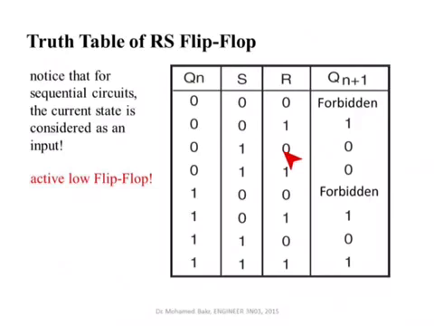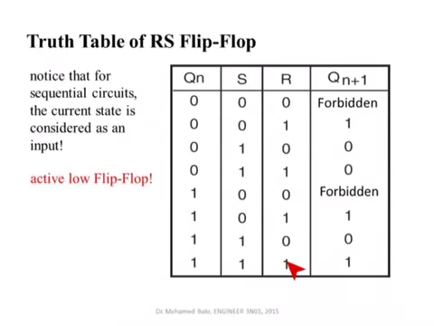Now the second case, 1 and 0. It's active low, so 1 and 0 means reset. The output becomes 0 regardless of Qn. The same thing is happening here again. You have 1 and 0, so this means reset. So the output is 0 regardless of Qn. Okay? Again, 0 and 0 is forbidden.